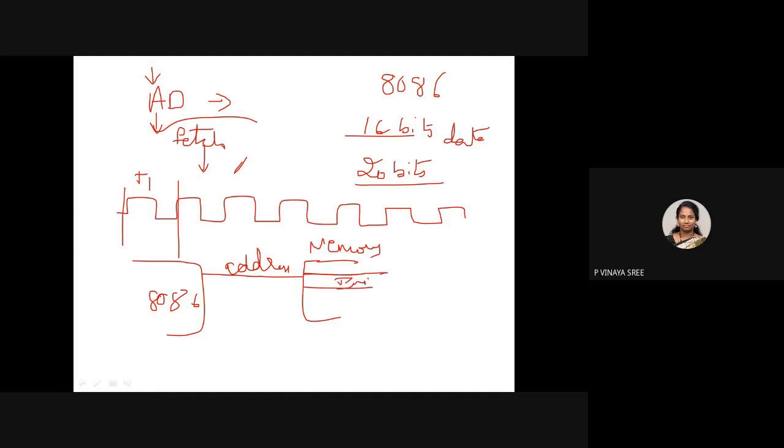When this instruction is activated, in these multiplexed lines, data will be active now. So among the two, any one will be active. For the first timing signal T1, address will be active. Now we don't need an address, we want an instruction. In such a case, data will be active.